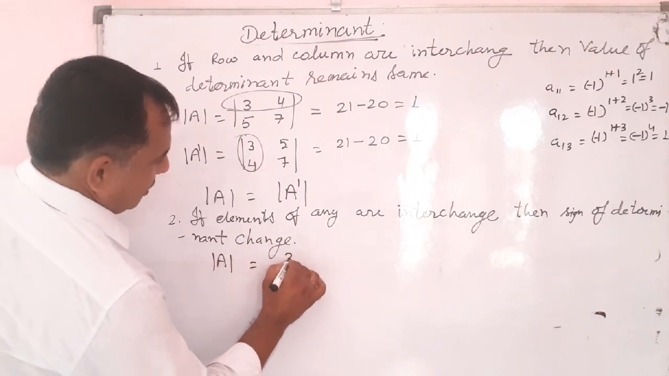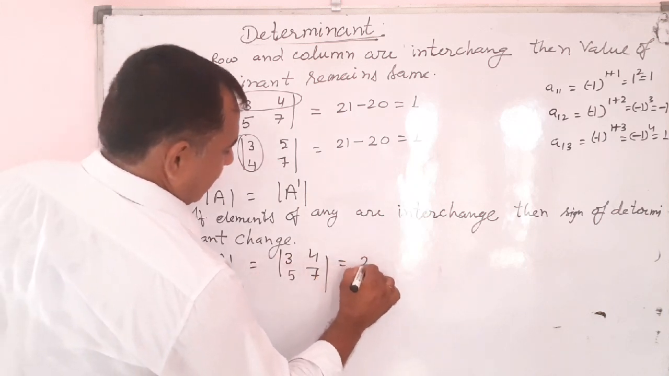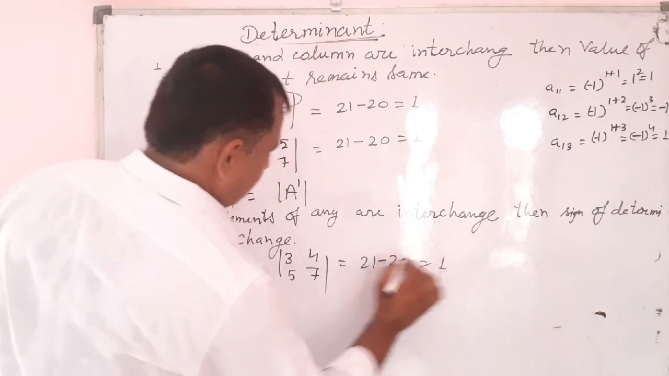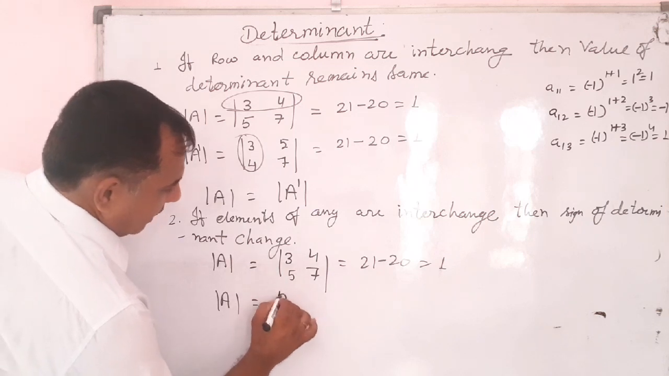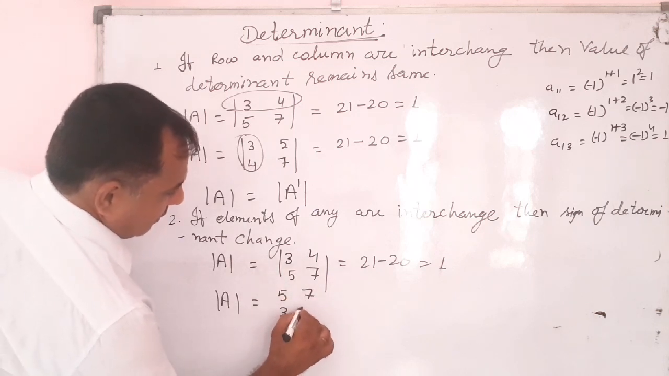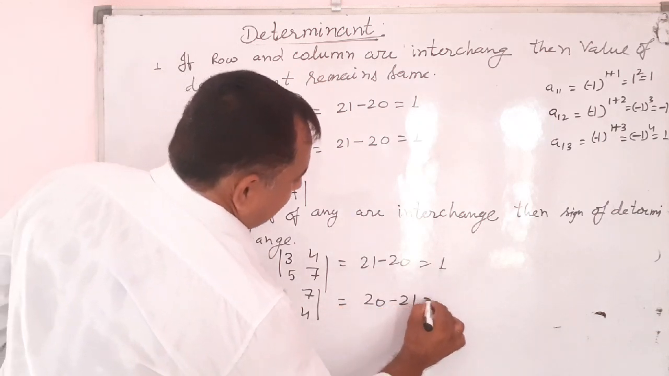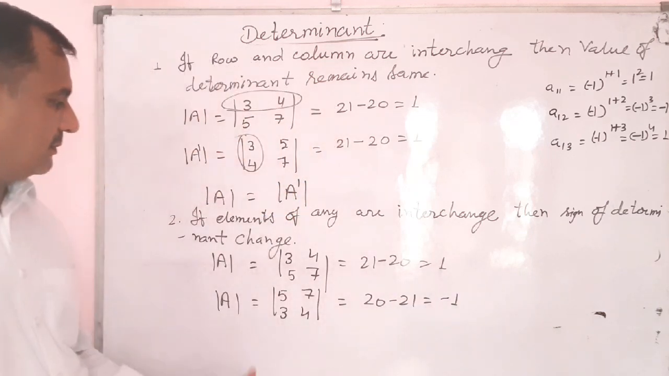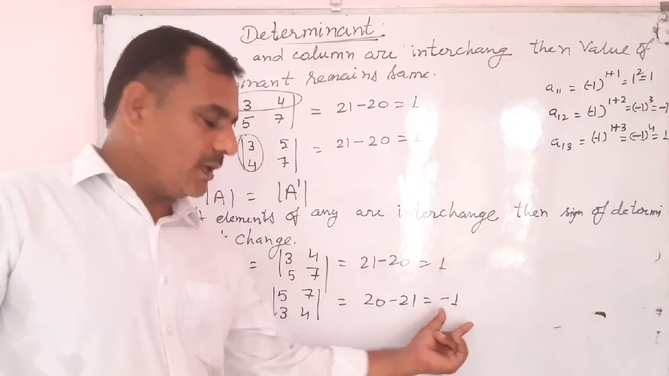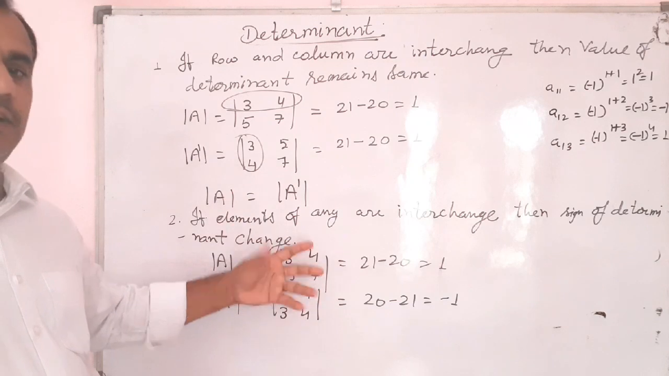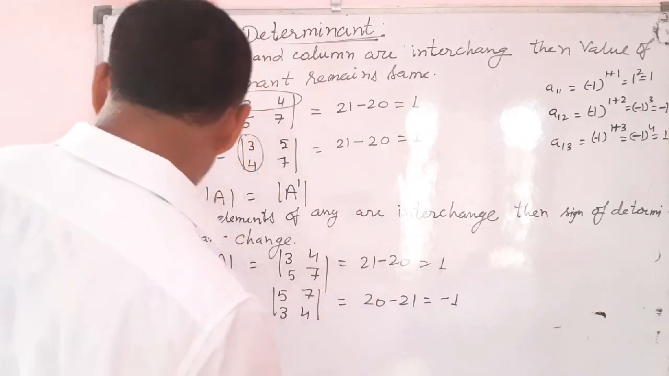Same example, determinant A is 3, 4, 5, 7, and 21 minus 20 equals 1. After interchanging the two rows, 5, 7, 3, 4, then value is 20 minus 21 equals -1. +1 or -1. If any two rows or two columns are interchanged, then sign of determinant is changed. Property number 3.